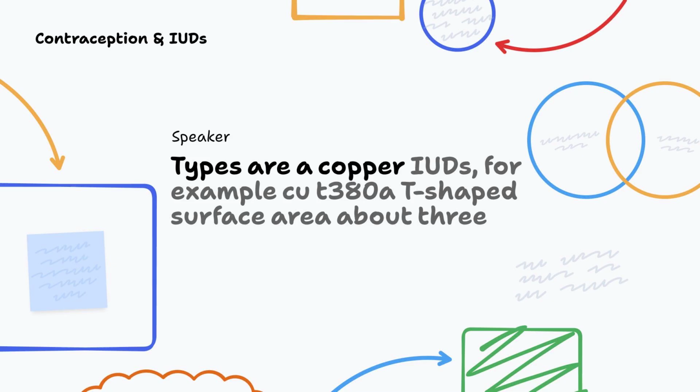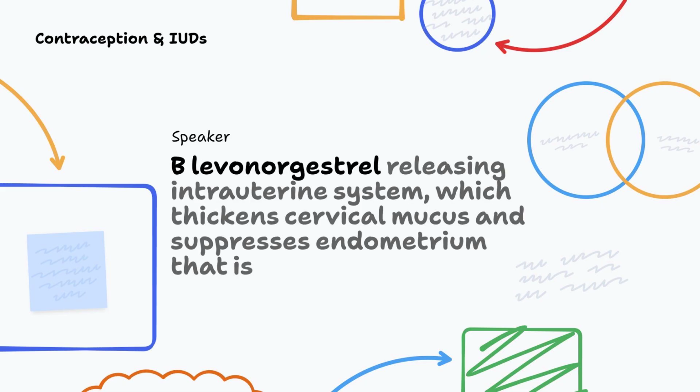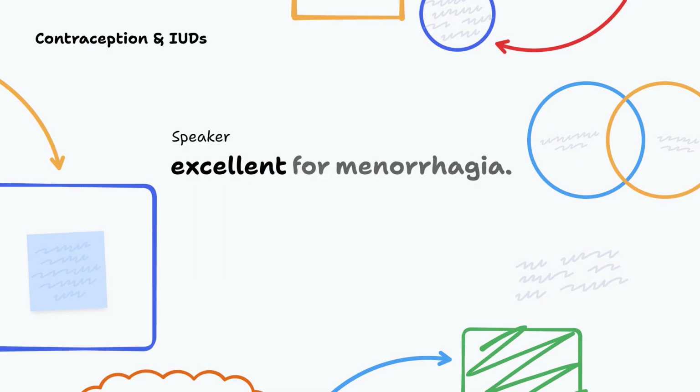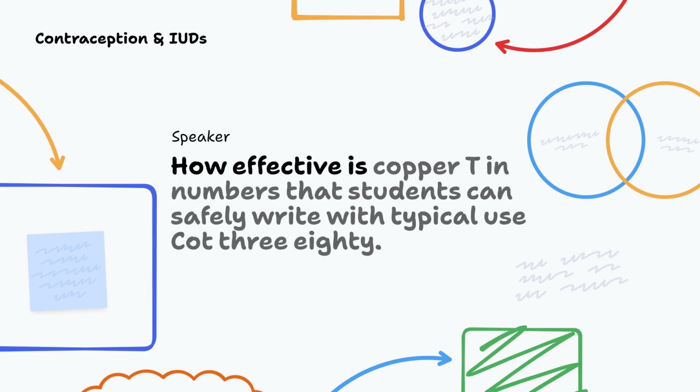Types are A. Copper IUDs, for example CU-T380A, T-shaped, surface area about 380 mm, CU-375 variants. B. Levonorgestrel releasing intrauterine system, which thickens cervical mucus and suppresses endometrium. That is excellent for menorrhagia, but today we'll keep our spotlight on copper T. How effective is copper T in numbers that students can safely write?